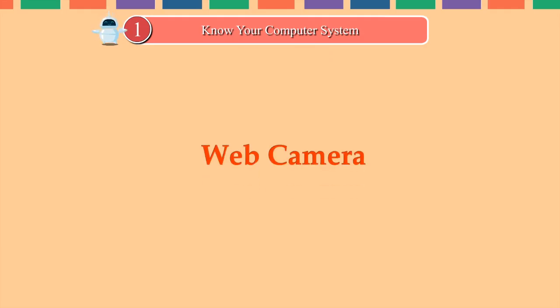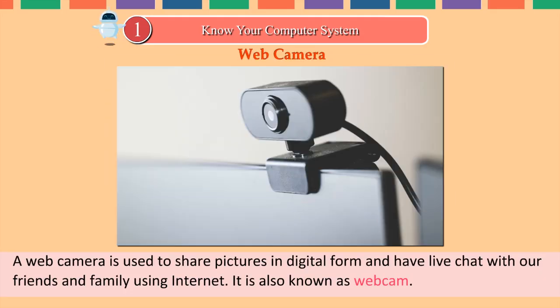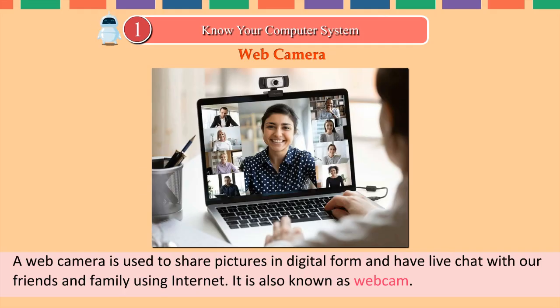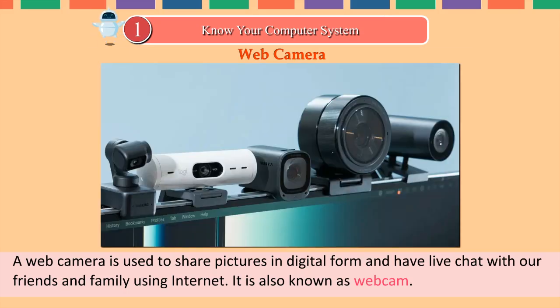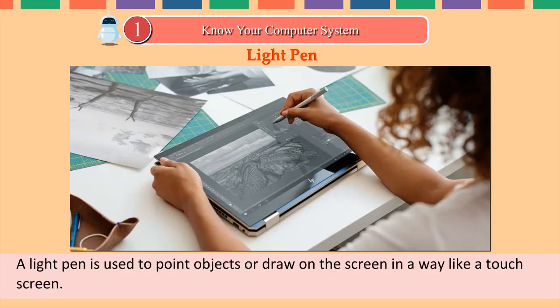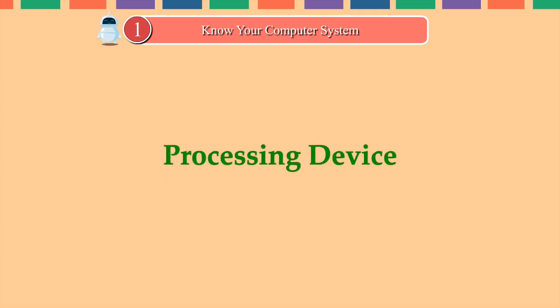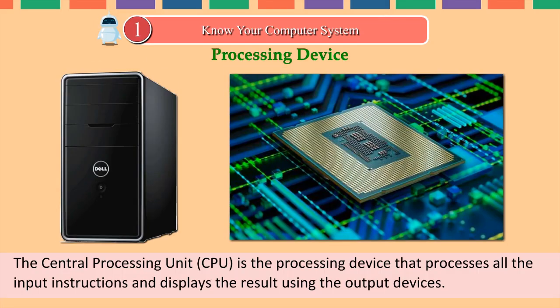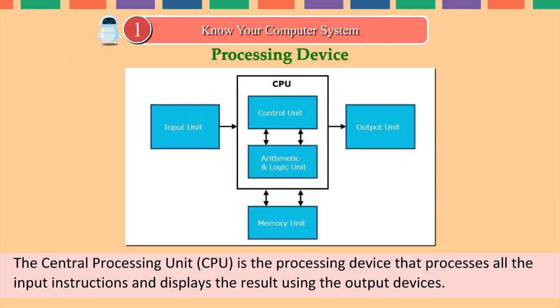Web camera. A web camera is used to share pictures in digital form and have live chat with our friends and family using internet. It is also known as webcam. Light pen. A light pen is used to point objects or draw on the screen in a way like a touch screen.